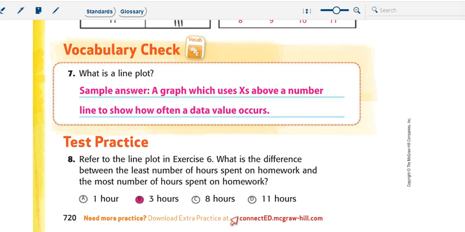Number 7, what is a line plot? It's a graph which uses x's above a number line to show how often a data value occurs. Number 8, refer to the line plot in exercise 6. What is the difference between the least number of hours spent on homework and the most number of hours spent on homework? The answer is letter B.